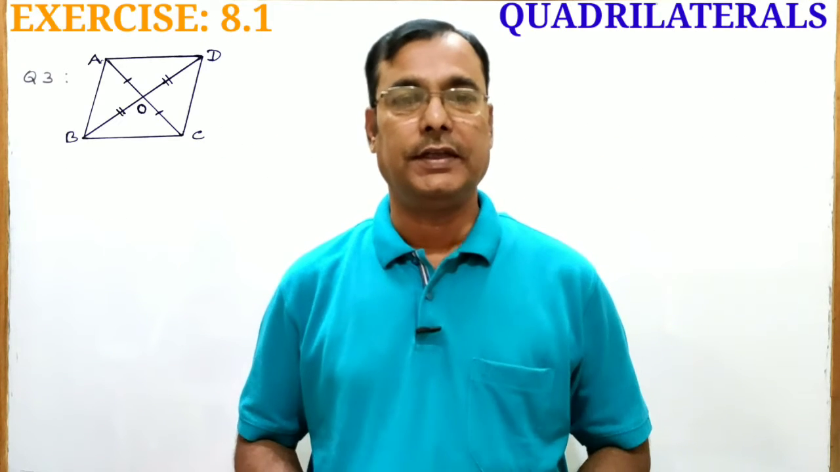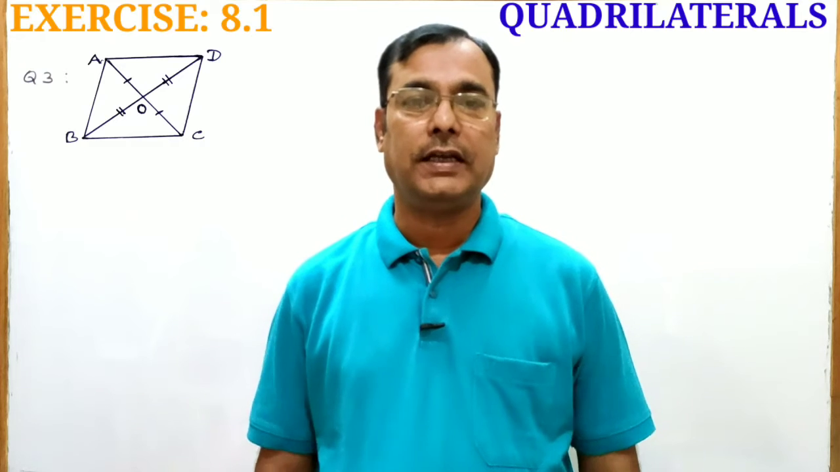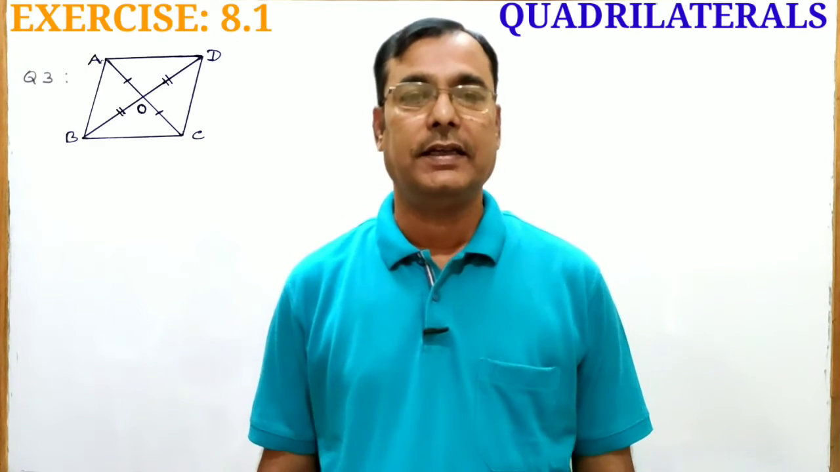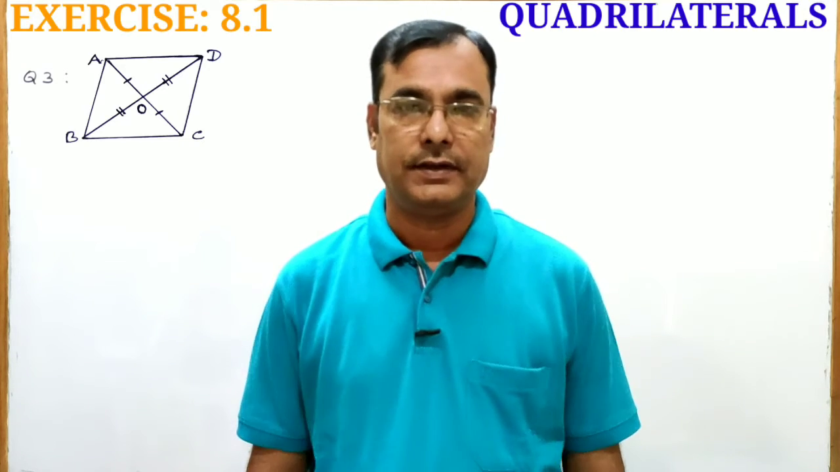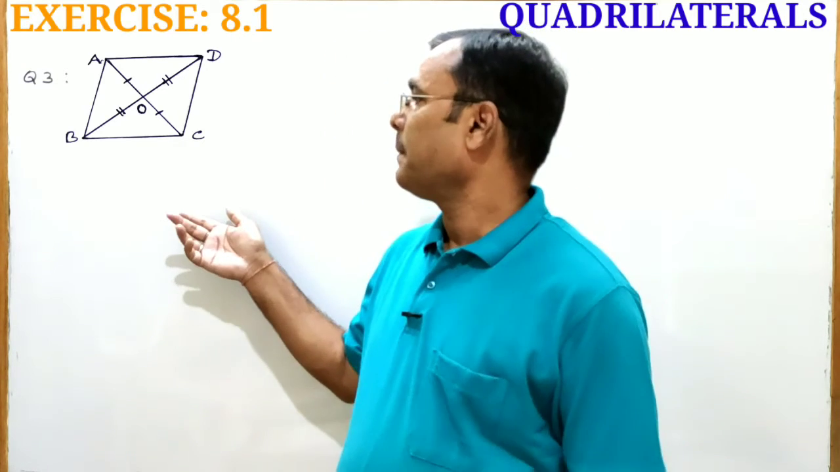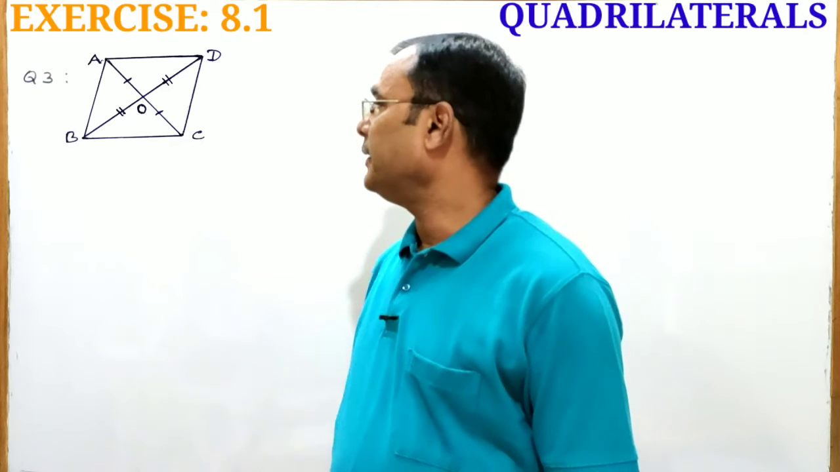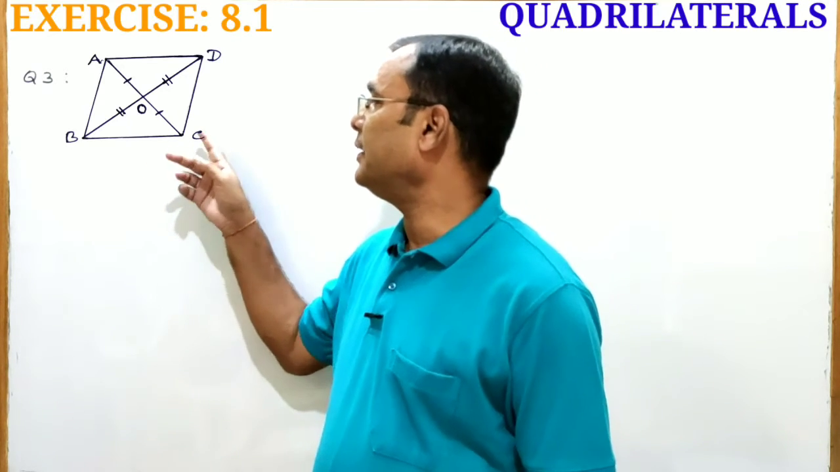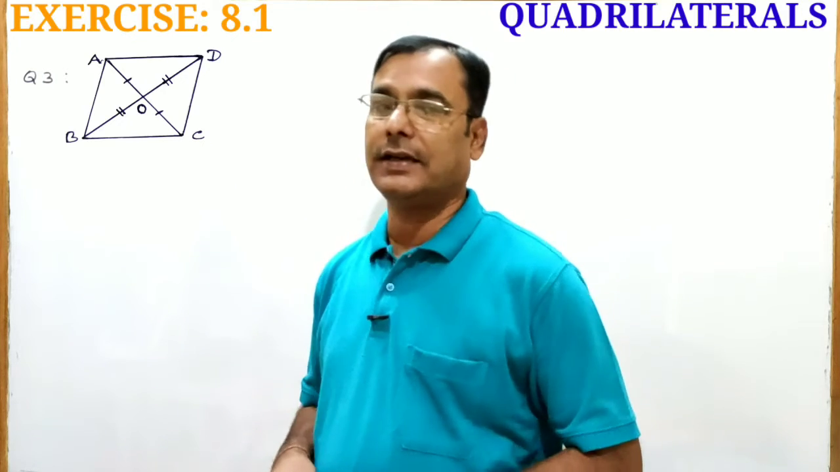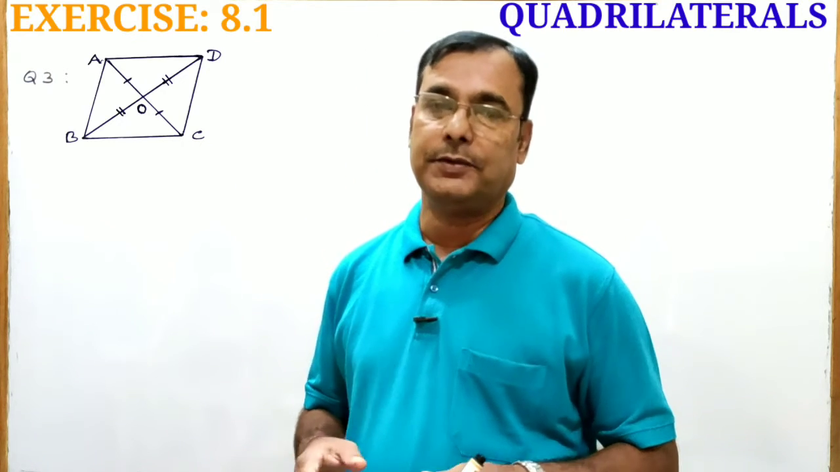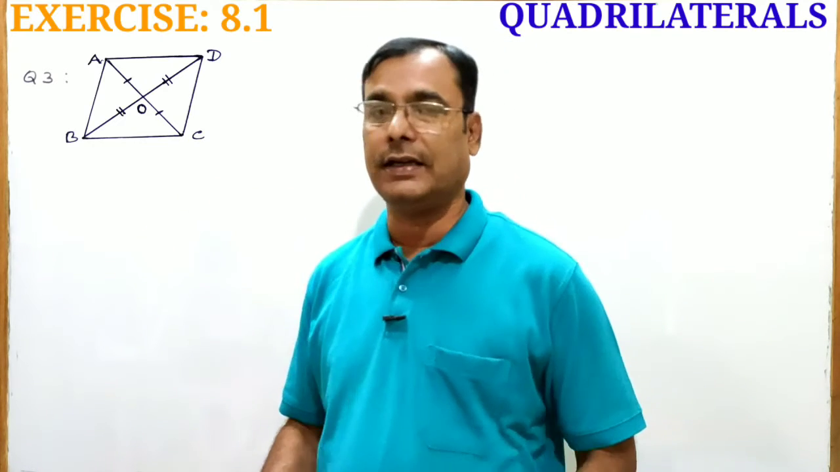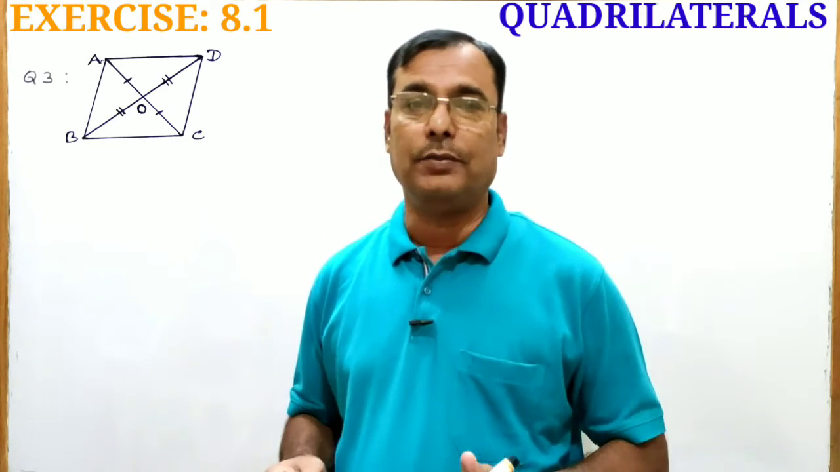Now question number 3. Prove that if the diagonals of a quadrilateral bisect each other at right angles, then it is a rhombus. In this figure, ABCD is a quadrilateral in which diagonals AC and BD bisect each other at right angles. We have to prove that this quadrilateral whose diagonals bisect each other at right angles is a rhombus.